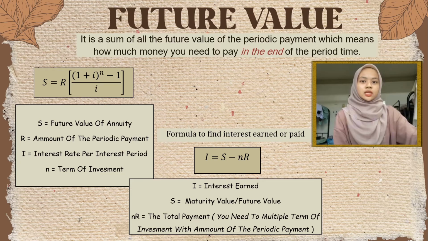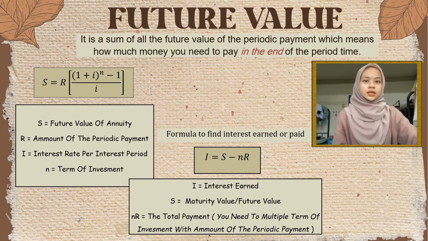The formula is S equals R open bracket 1 plus I power of n minus 1 over I close bracket, where S is the future value of annuity, R is the amount of the periodic payment, I is the interest rate per interest period, and N is the term of investment.